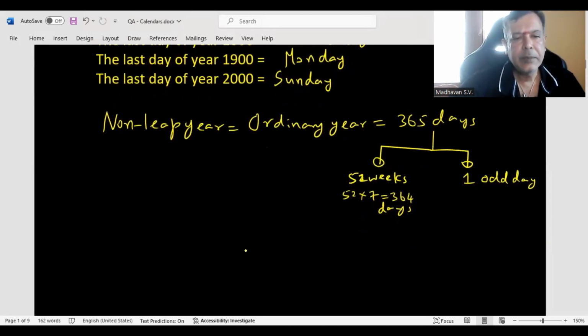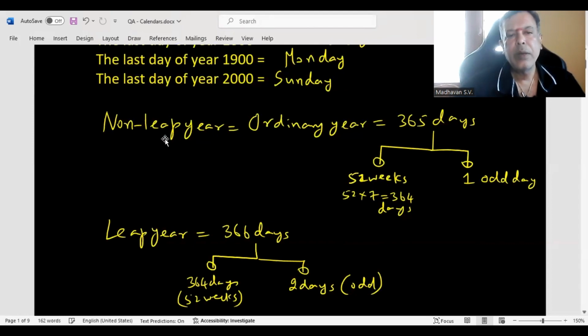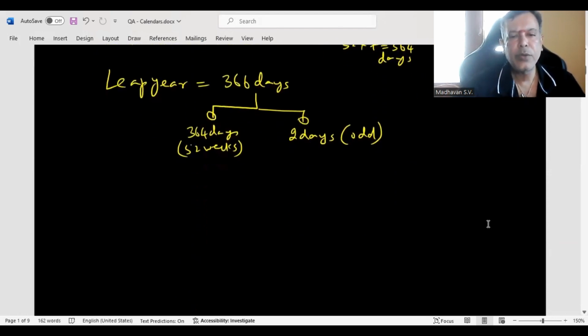Then in a leap year, since we have 366 days, that will be split into 364 days, that is 52 weeks, and here we will have 2 odd days. So a leap year will have 2 odd days, and a non-leap year or ordinary year will have 1 odd day. So this much information we will have to remember. Let us proceed to the questions to solve.